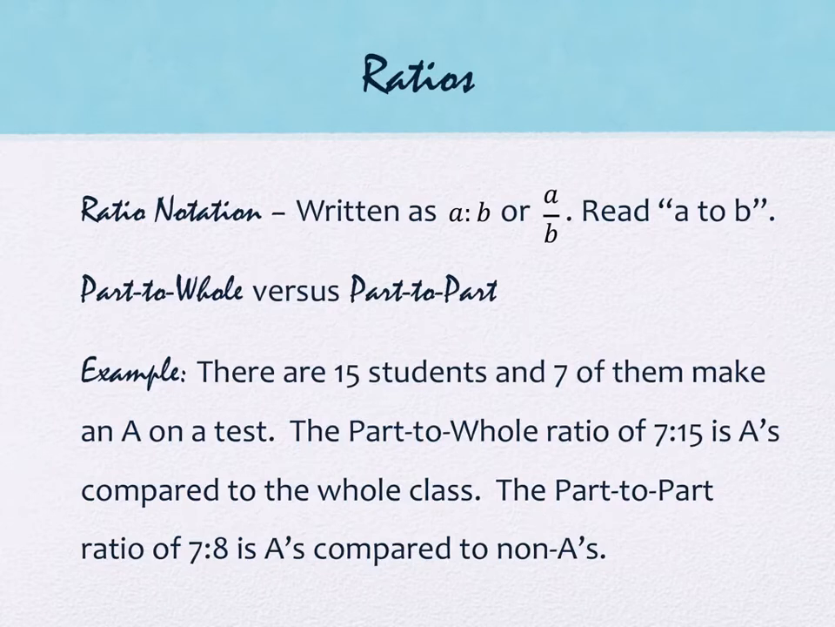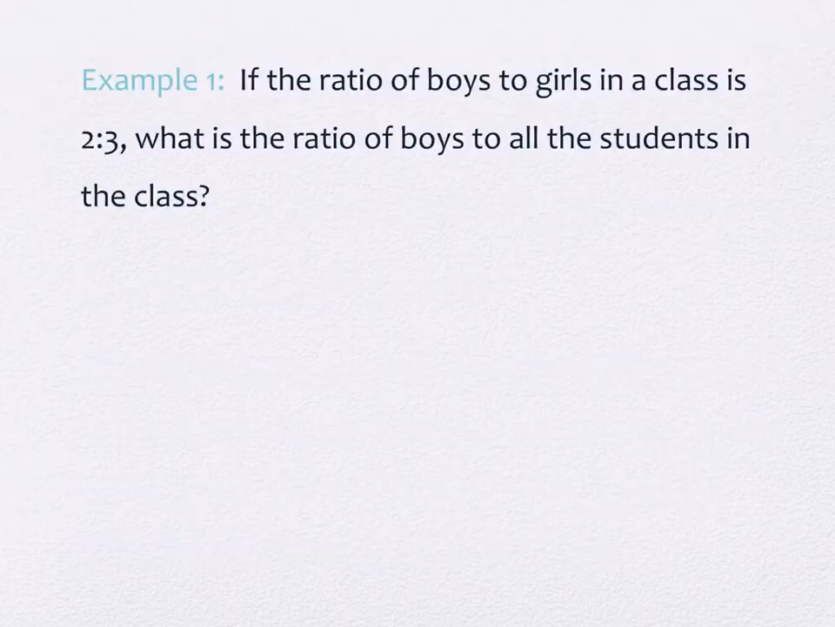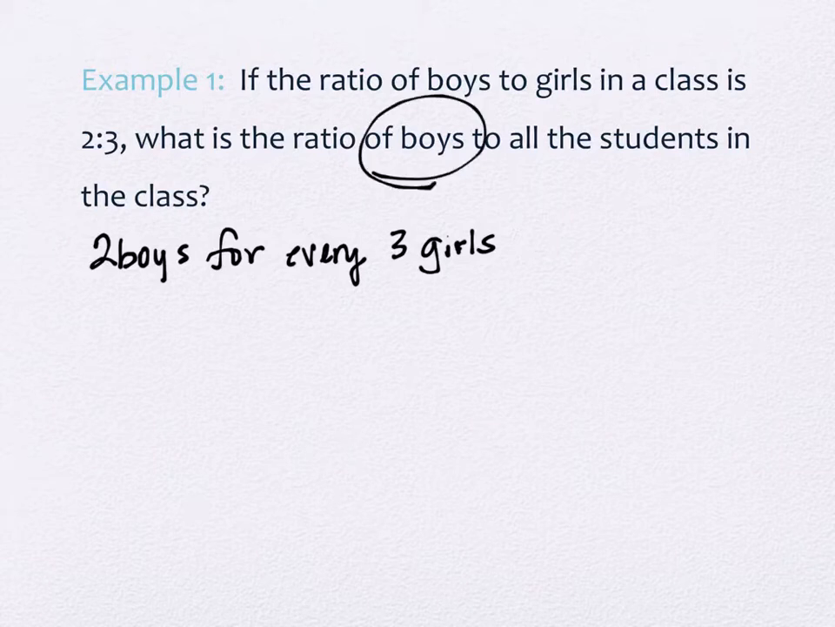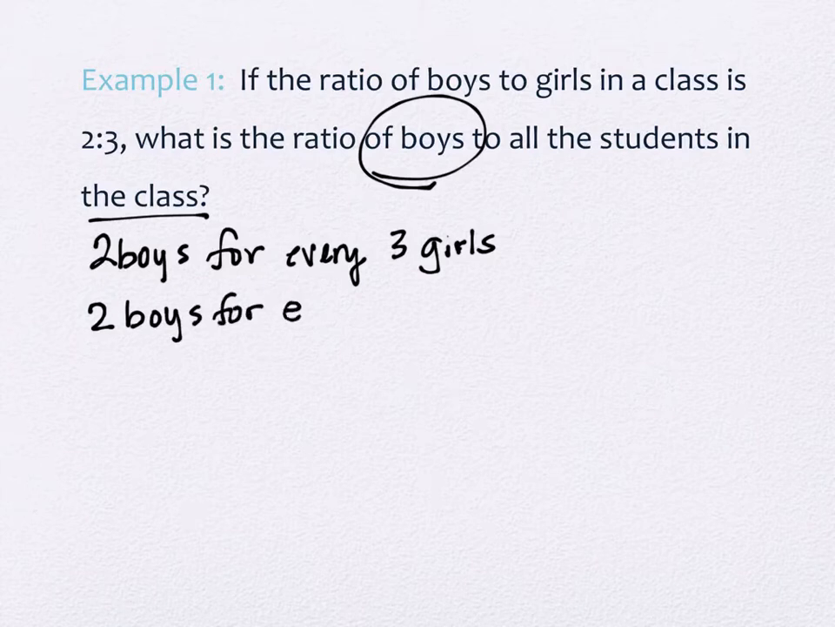So the first thing that we're going to do is an example with part-to-part and part-to-whole ratios. So the ratio of boys to girls in a class is 2 to 3. Okay, so what does that mean? Well, it means that there are 2 boys for every 3 girls. That's really what it means, right? What it wants us to find is the ratio of boys to the whole class. So if there are 2 boys for every 3 girls, then there are also 2 boys for every how many students?